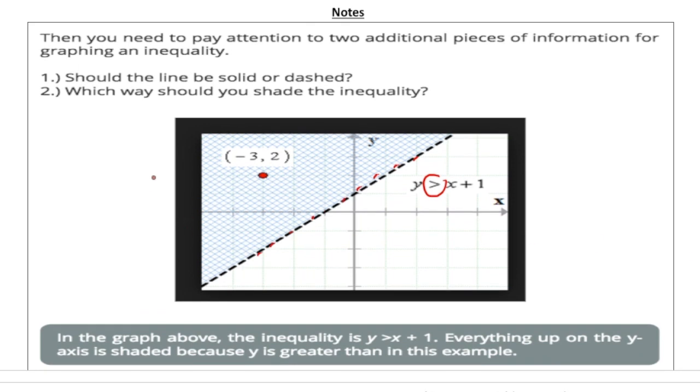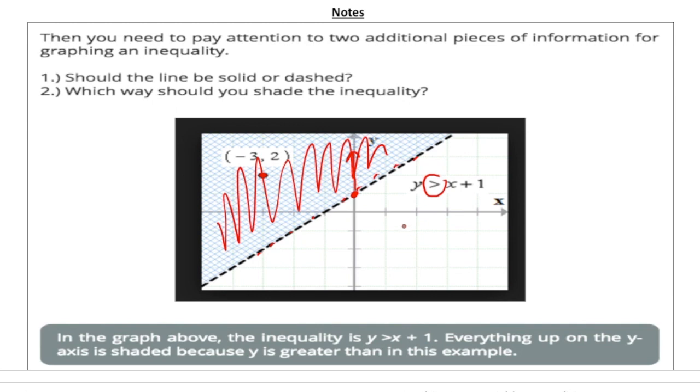So now the question is, how do you shade, or what side do you shade, the top or the bottom of the line? Well, here it says y is greater than x plus 1. So I go to the y-intercept, which is at 1, and the y values have to be greater than that. So for the y values to be greater, I want to go up. Because I'm going up from the y-intercept, we're on this side of the line. That's why this was all shaded in. If it was y is less than x plus 1, then I'd be going down this way, and I'd be shading this side.